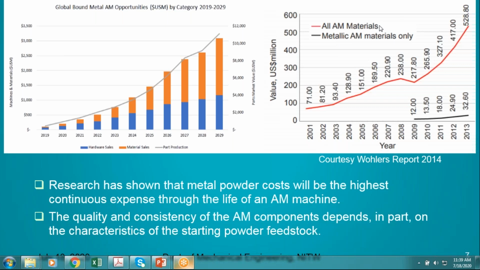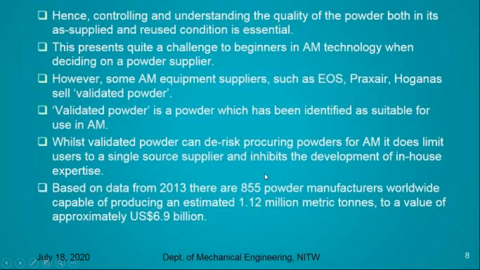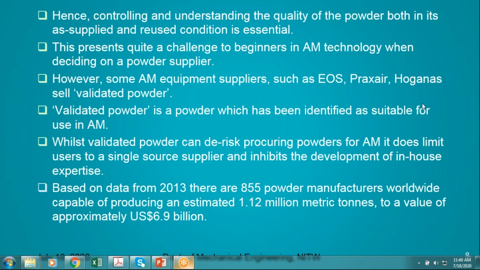You can see on the right hand side of the graph the value of additive manufacturing materials as well as the metallic additive manufacturing materials. Generally we are discussing non-metallic materials as well as metallic materials. You can see that from 2009 the growth of this trend keeps increasing till 2013, and further it is increasing. The study was done only up to 2014. You can see the growth rate, the powder requirement is increasing day by day because the application of additive manufacturing components is increasing day to day. That's why the requirement of powder is also increasing.